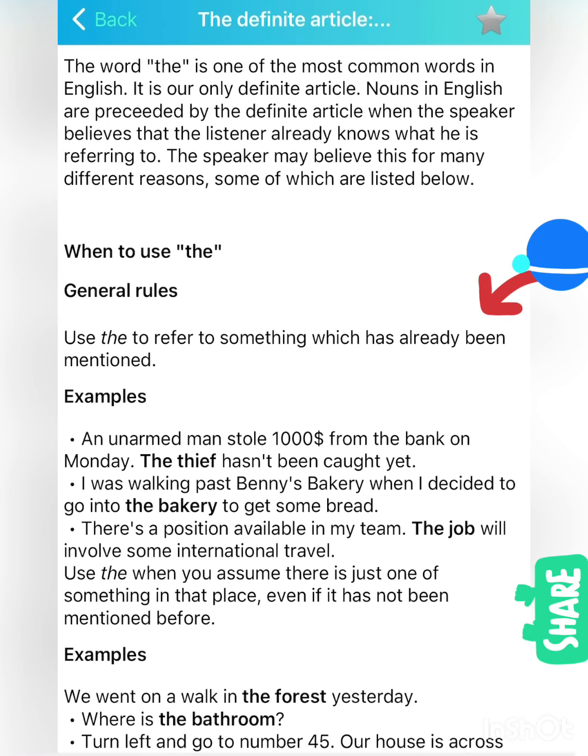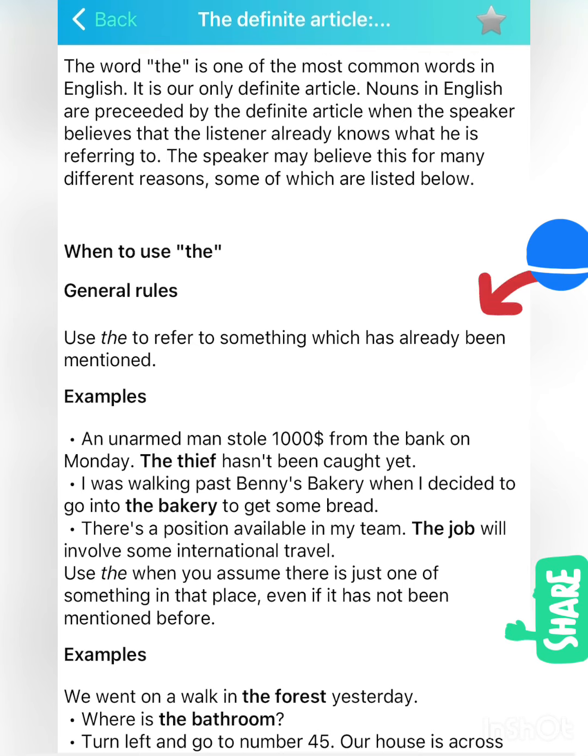The second example is: "I was walking past Benny's bakery when I decided to go into the bakery to get some bread." This sentence is just the same as the first. We've mentioned the word bakery two times in this sentence. In the first part I've already introduced the bakery, and in the second part, when we are talking about the same noun, we can say "the" because we've already introduced it in the first part of the sentence.